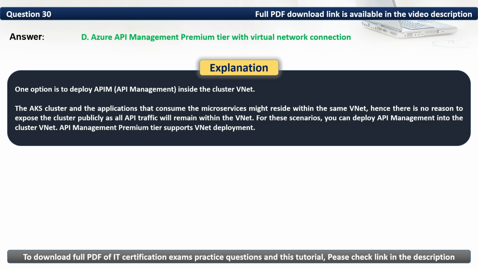One option is to deploy APIM inside the cluster VNet. The AKS cluster and the applications that consume the microservices might reside within the same VNet, hence there is no reason to expose the cluster publicly as all API traffic will remain within the VNet. For these scenarios, you can deploy API Management into the cluster VNet. API Management Premium tier supports VNet deployment.